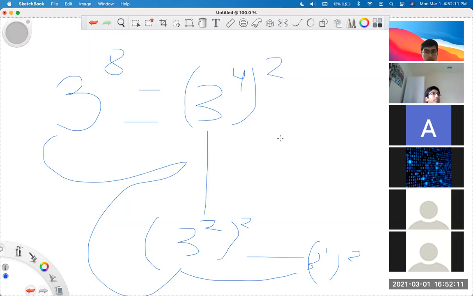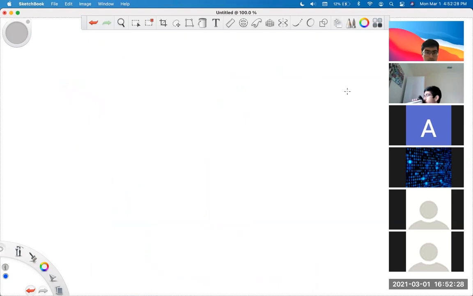So binary exponentiation uses this fact that we can take an exponent that may be really, really huge, and keep splitting it in half each time and finding that smaller number. So instead of finding 3 to the 8th by multiplying 3 eight times, we can keep splitting it in half to find the smaller numbers.